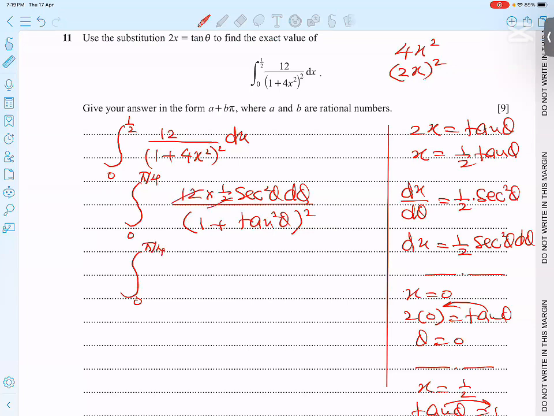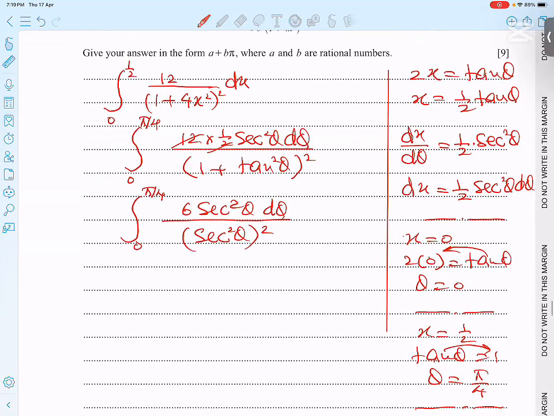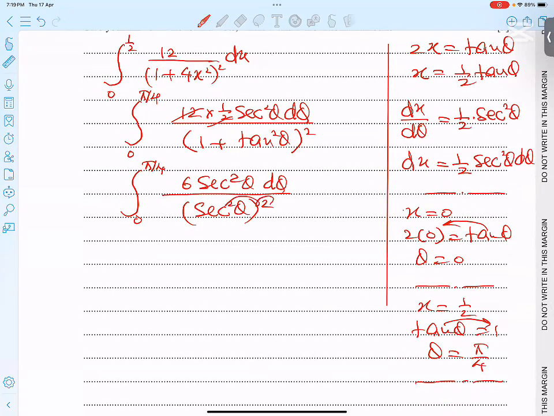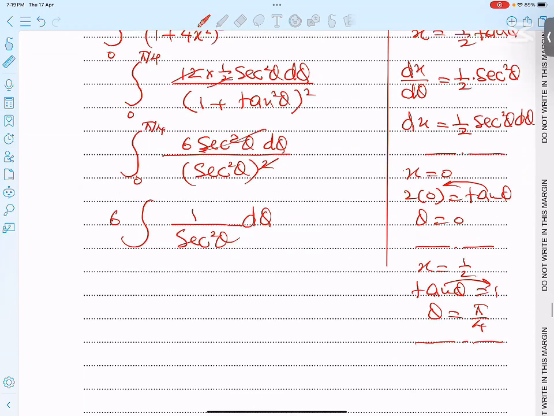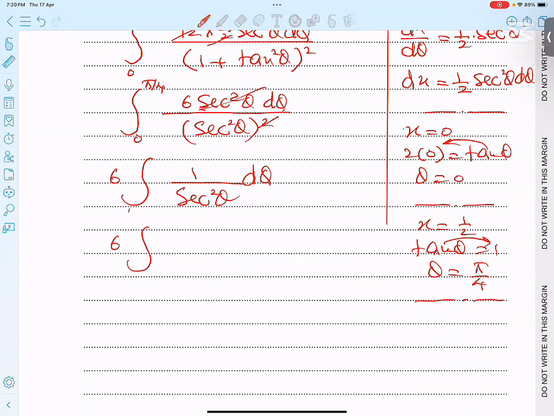So this is cancelled. I got 6 secant square theta d theta over secant square theta inside the bracket, and on the top we have power. This is actually 2 to the 4, and out of 4, this cancels. So we can say this power cancels out, and ultimately we got here 1 over secant square, and it comes up as cos square theta d theta.